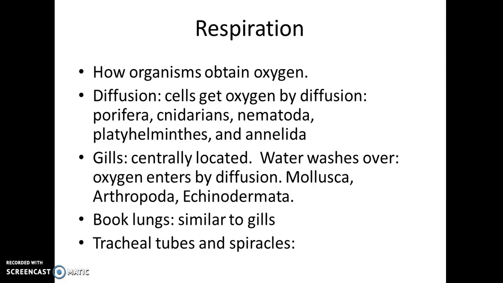Now, there are different ways that oxygen can get into cells. One is by diffusion. Cells get oxygen by diffusion. Now, all organisms from porifera through annelids get oxygen in this way. There are no specialized structures in porifera, cnidarians, nematodes, platyhelminthes, or annelids.